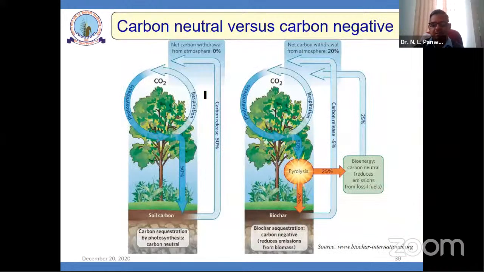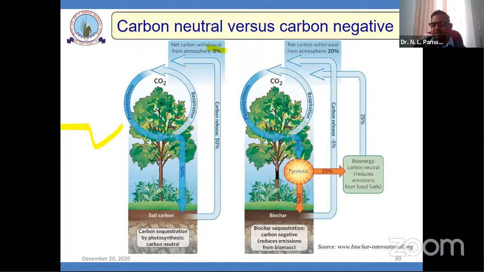And see this carbon positive, negative cycle. In this simple case, the net withdrawal is 0%. If your soil carbon is there, carbon sequestration through photosynthesis is carbon neutral. All of this makes a complete carbon cycle during the photosynthesis reaction, and then 50% turns to your soil. But once you add the biochar, see, this is your simple biochar. If you are not converting this biomass into biochar, then this will be one cycle, making a complete zero neutral cycle.